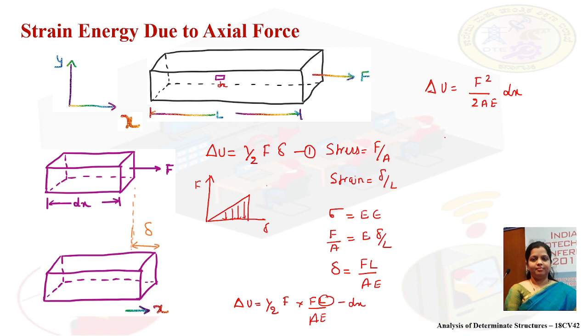If we need to get the strain energy for the entire beam, we need to integrate the strain energy with respect to x from 0 to L. This gives us the total strain energy, the integral from 0 to L of F square by 2AE into dx.